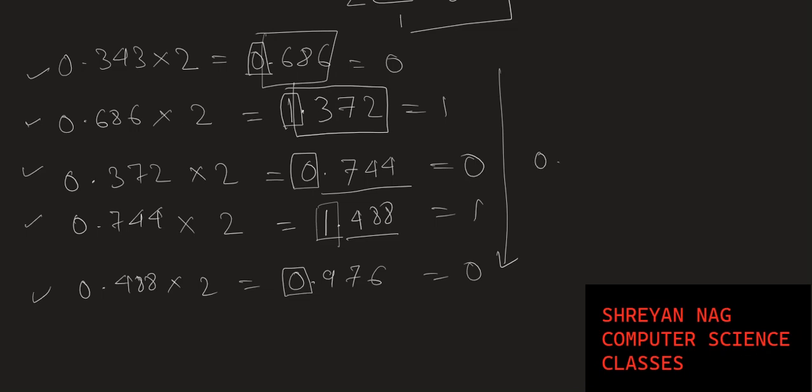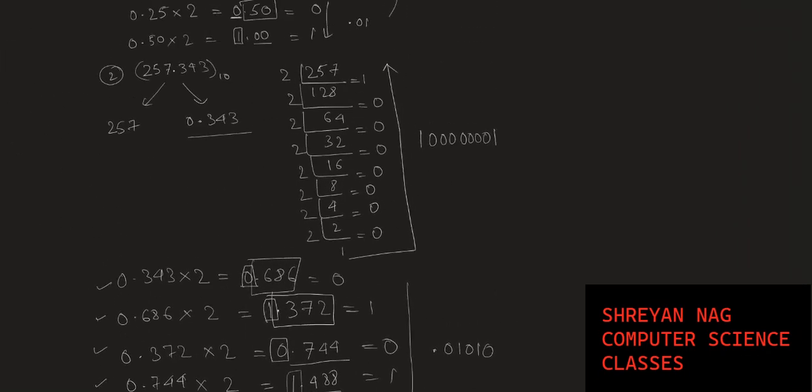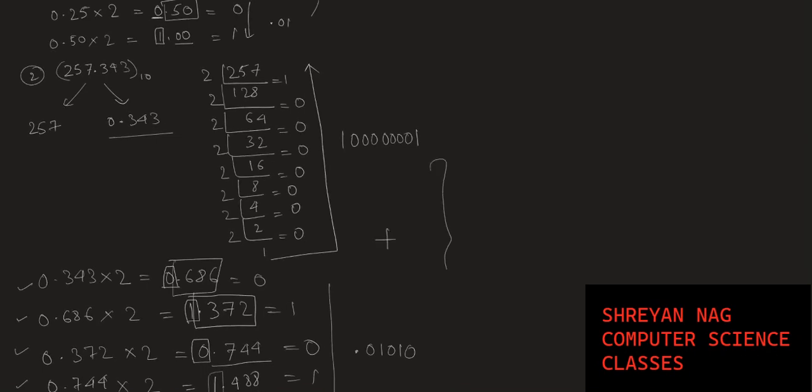So let us write from the top to bottom. 0 1 0 1 0 1 0 1 and again 0, with the point in front. Then we need to add this two part. So what we are getting? 1, then 7 zeros, 2 3 4 5 6 7, 1 point, then 0 1 0 1 and then 0. This is your final answer.